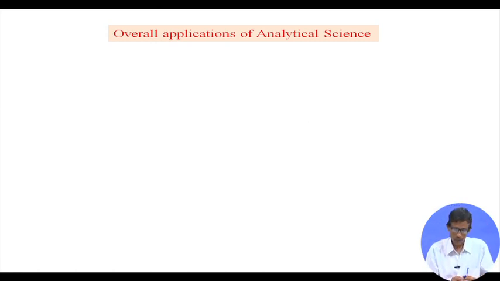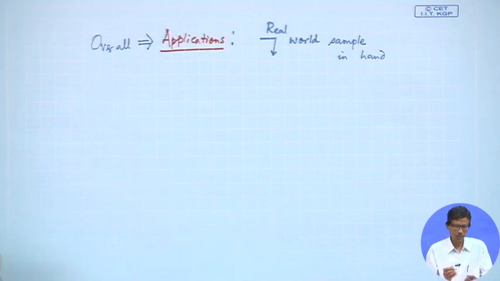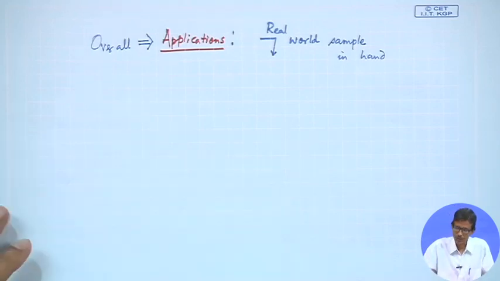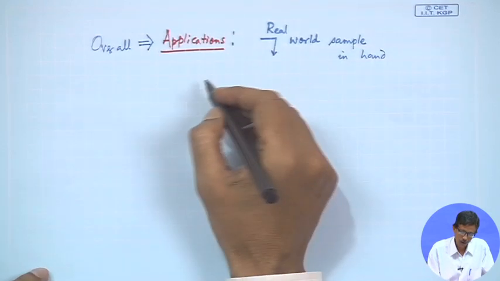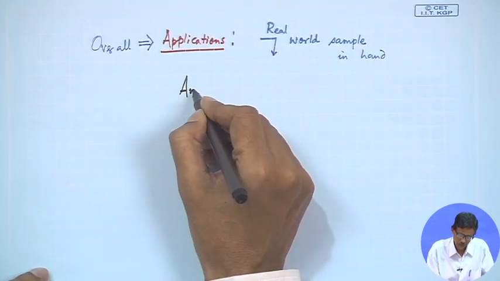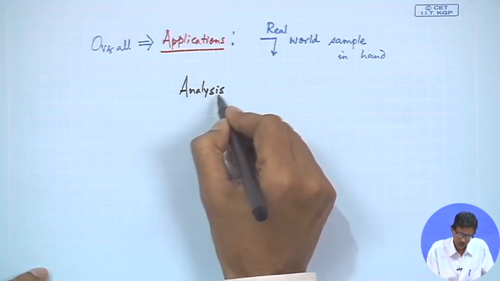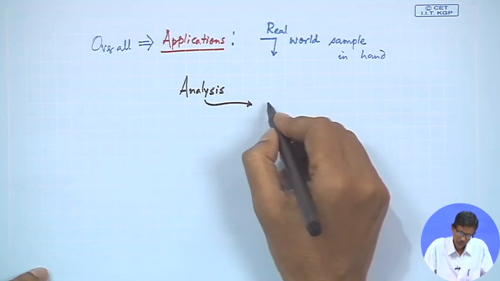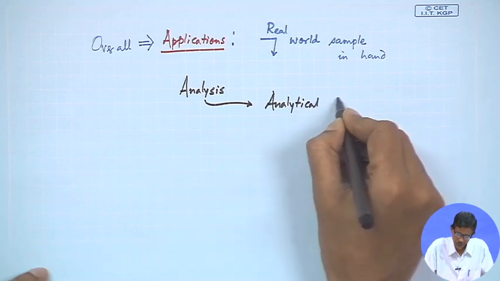So now we move on to the overall applications, which is very important now, the applications we are seeing for electrochemistry or bioelectrochemistry or the development of sensors. When we talk about these overall applications, we have to know that we go for analysis with the help of analytical chemistry.